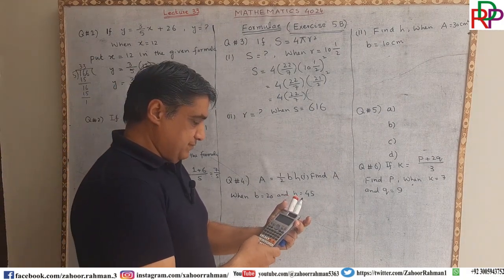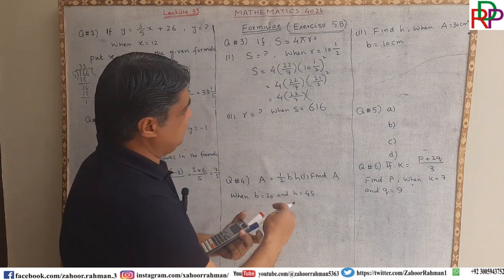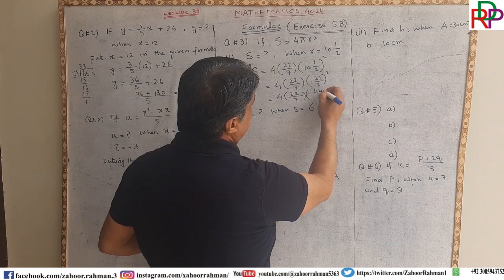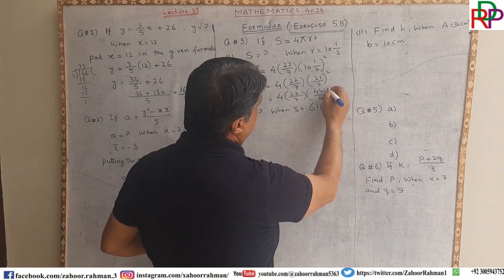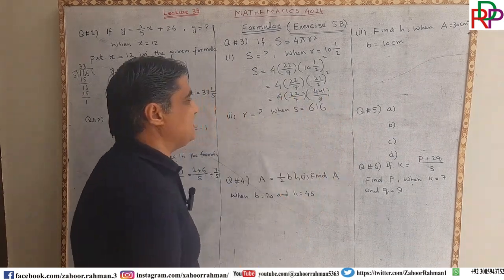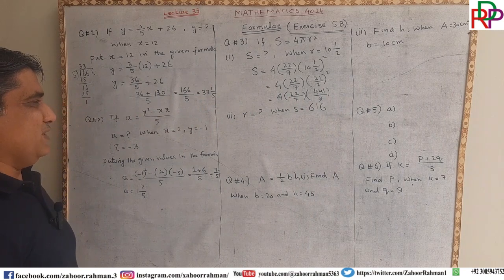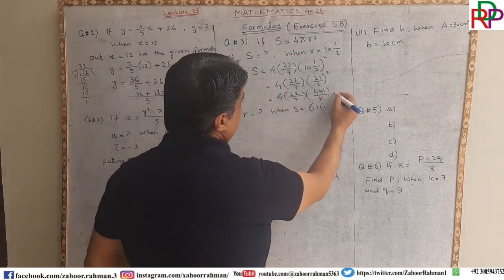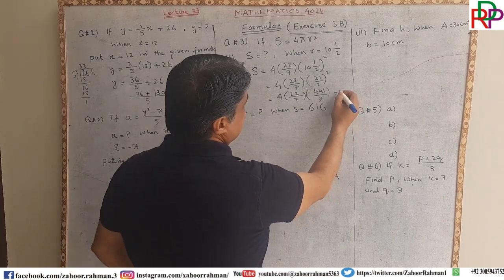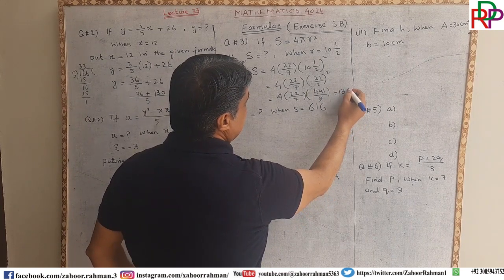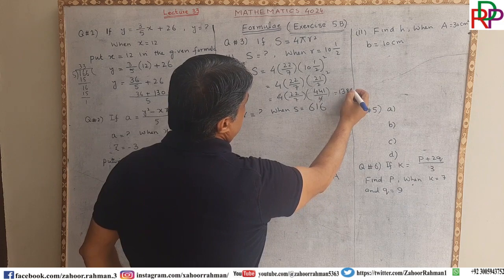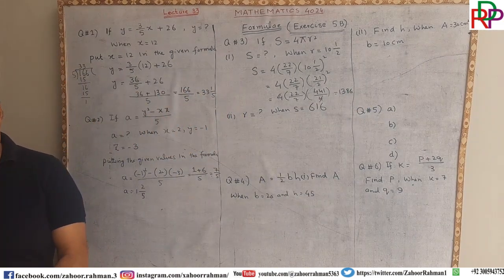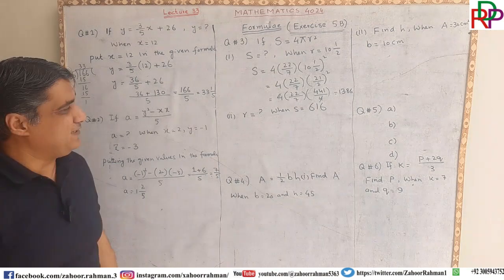21 multiplied by 21 gives you 441 divided by 4. This 4 will be cancelled with this one, and we have to multiply this, and the ultimate answer will be 1386. Yes, that will be the final answer when you calculate it.